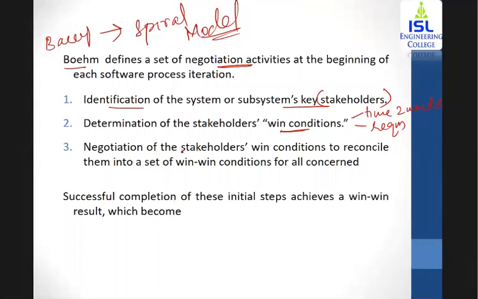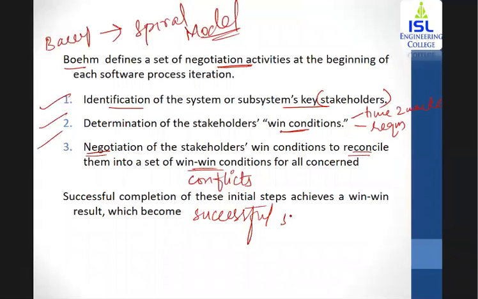Then the third one is negotiation of the stakeholders' win conditions to reconcile them into a set of win-win conditions for all concerned. As I've told you, there are conflicts among the different stakeholders' prioritization. So you're going to negotiate between all the stakeholders and reconcile them so that all of them have their win-win conditions satisfied. The successful completion of these three steps achieves a win-win result, which becomes a successful software that is developed.